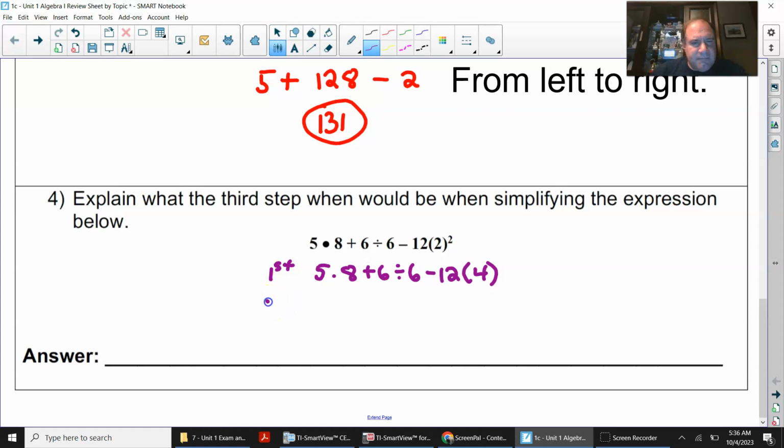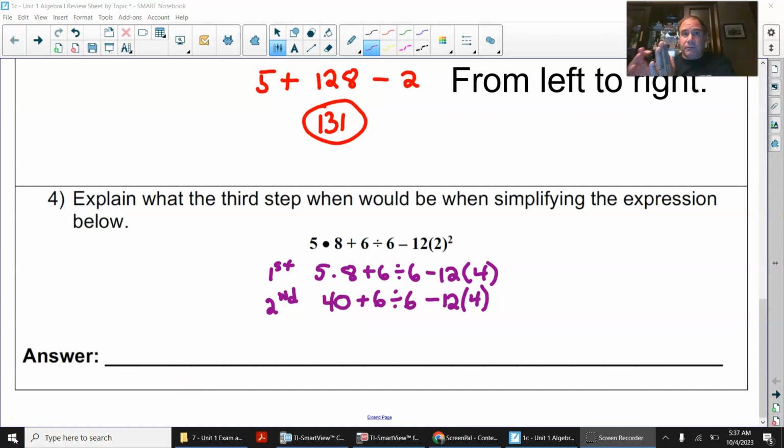And here's my second step. When I look at this, I am going to just do all of the multiplication here with 5 times 8. So I have 40 plus 6 divided by 6 minus 12 times 4. All right, so I did that second step. I just did the multiplication.